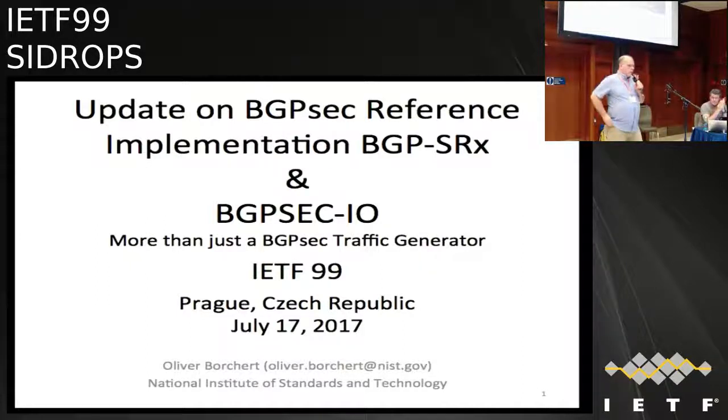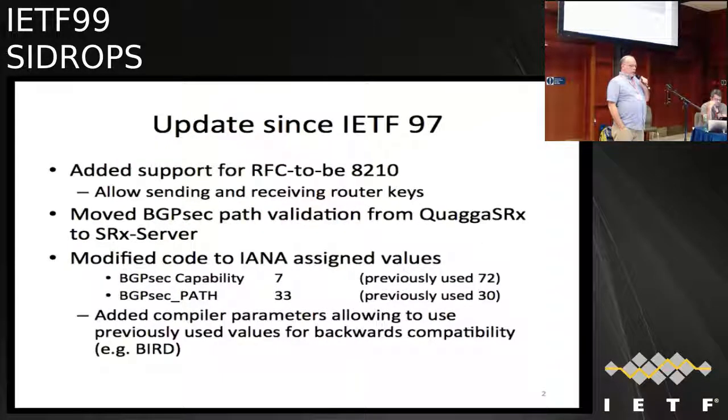Okay, I'll try to be quick. At IETF 97, we gave a little interoperability demo, and I just want to give a quick update about the reference implementation of BGPSec. Next slide. We implemented full support for RFC 8210, which is 8210bis at this point, I think. We allow receiving router keys directly into the implementation. We also updated the BGPSec capability and BGPSec path attributes to the IANA assigned values. This gives a little bit of a problem because BIRD still, I think, has the old values in the code. Therefore, we allow, even in the compilation, to put the old values back for backwards compatibility.